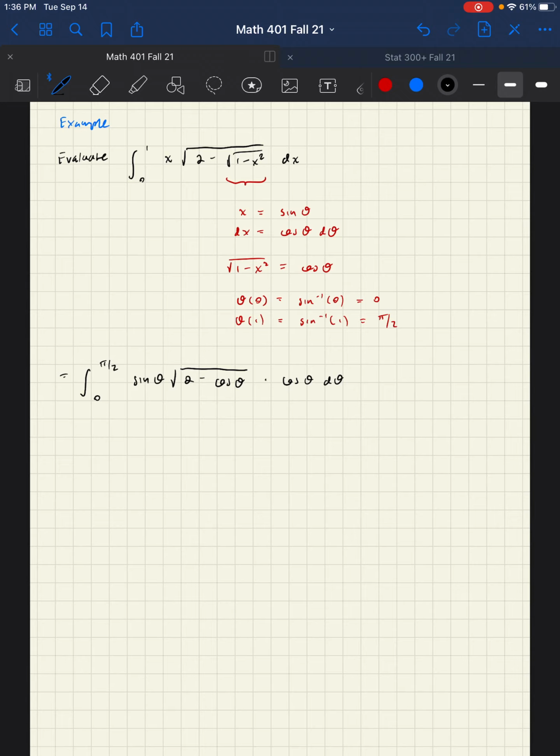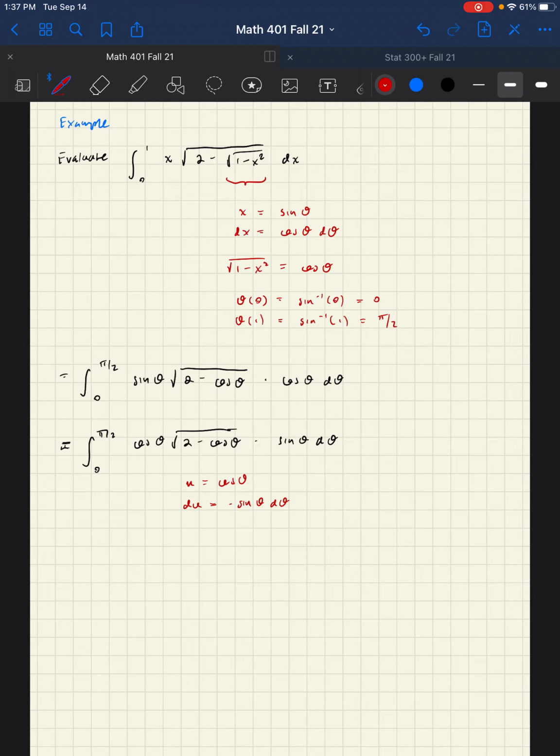Wow, that's weird, right? What do we do with this? Well, don't freak out. We have two cosines and one sine. What if we perform a substitution with cosine involving sine? So I'm going to switch the order of the cosine and the sine. So cosine of theta times square root of 2 minus cosine theta times sine of theta d theta, which suggests yet another substitution, which is basically I'm going to let u be cosine of theta, du is going to be negative sine of theta d theta.